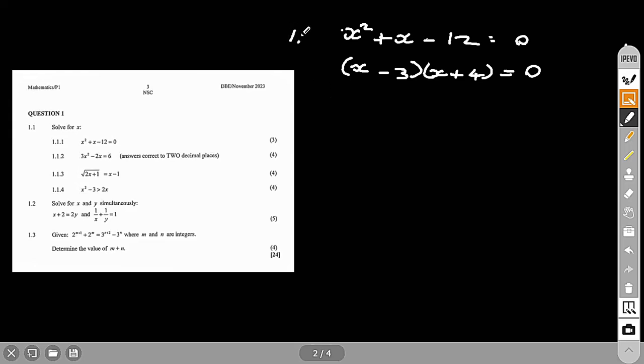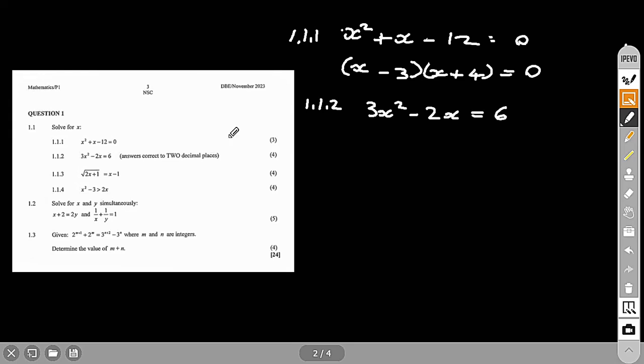This was 1.1.1. Now we'll focus on 1.1.2. Okay, what was the statement? 3x squared minus 2x equals 6. Just to give you a tip on this one, in most cases, especially in question 1, if you are given in brackets that your answer must be correct to 2 decimal places, just know, it's a hint, you have to use the quadratic formula.